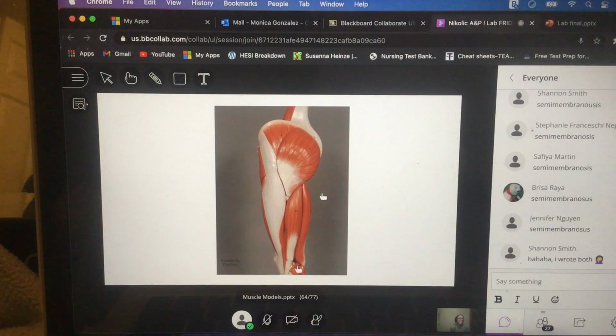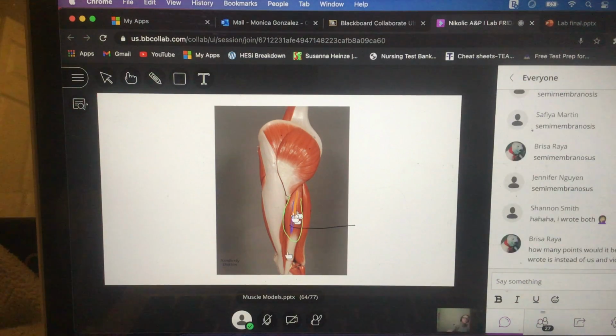Semimembranosus. Membranosus, little. Remember, semitendinosus means on top. So where's the semitendinosus? Good, that's right, on top. Awesome. And of course, where's the biceps femoris, right? Butt. Biceps femoris is not the butt, but you look and say, oh, there's the butt. That means we have a biceps femoris laterally.